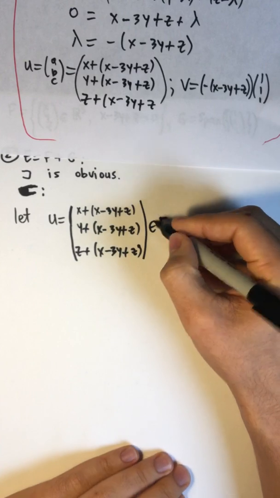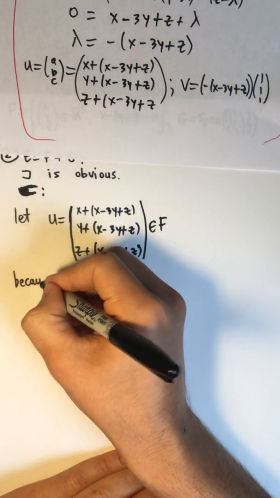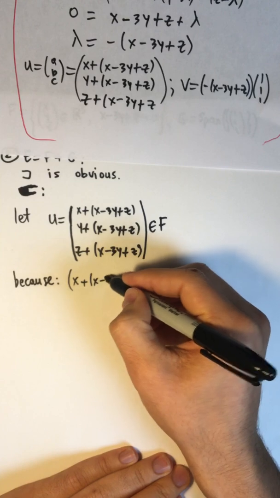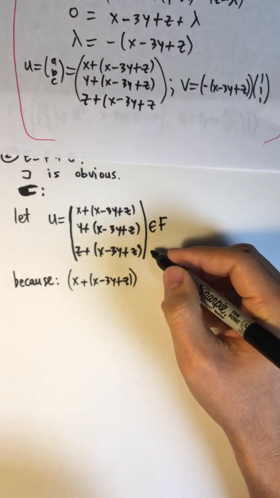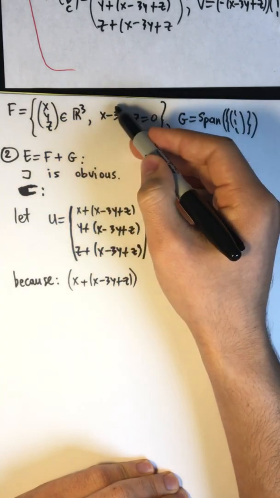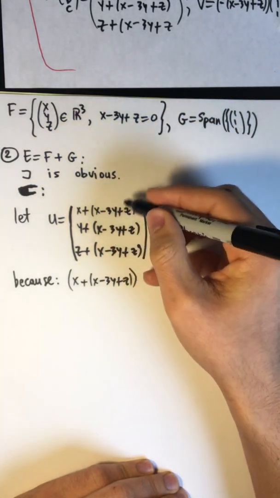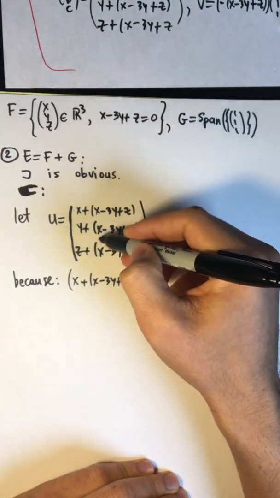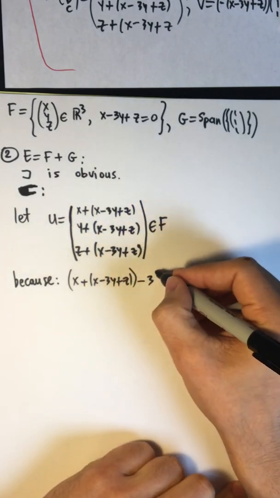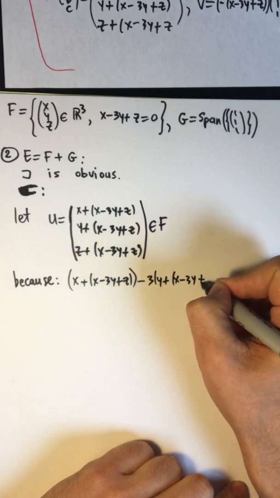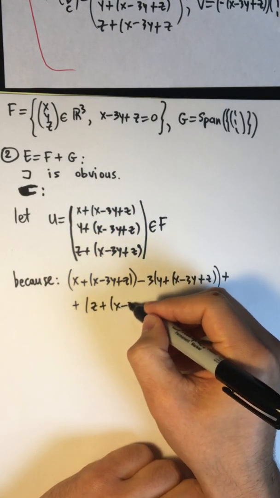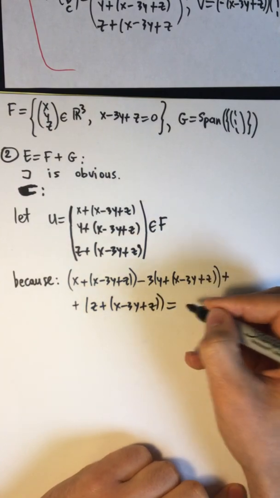So this is u, and this is in F. You need to prove it. I mean, this is in F because of x plus x minus 3y plus z. What is F? In this case, look, F, if x, y, z, this must be 0. So minus 3 plus z, let's say this must be 0, right? So minus 3, what is y? Y is this, y plus x minus 3y plus z, plus z plus x minus 3y plus z. So this is equal to 0.